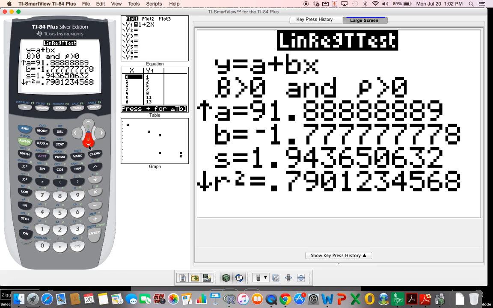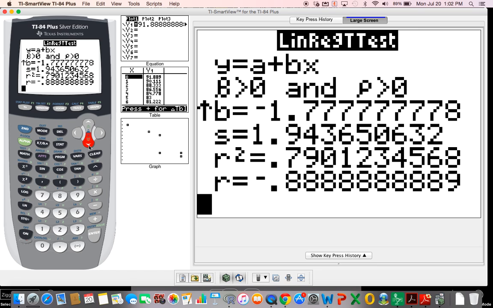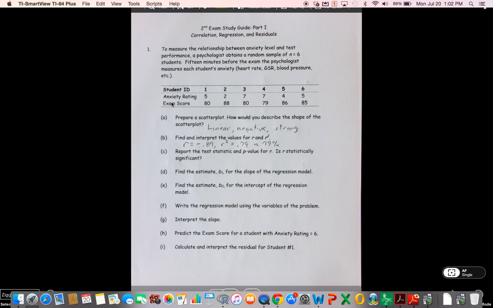So we scroll all the way to the bottom, and we see that our R value is negative 0.89. And we see that our R squared is 0.79, or 79%. All right, so I've written that over here on the handout. The R equal negative 0.89 confirms what we thought up here from the picture. We have a strong negative relationship.